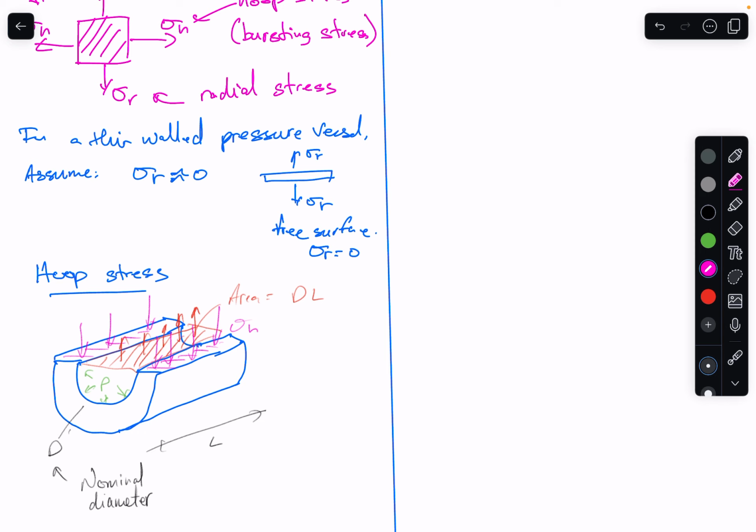And the area in which that hoop stress is being applied would be your length by your thickness, because remember the material is thickness t, and we have two of it. We have it on both sides, we have here and we have here. So it will be 2 L by t.